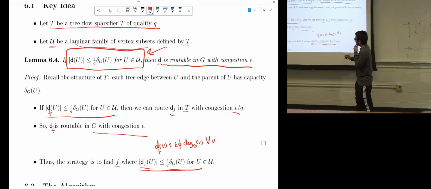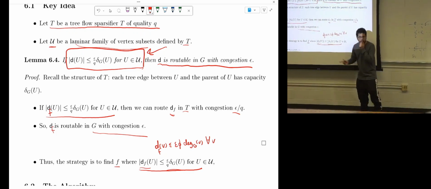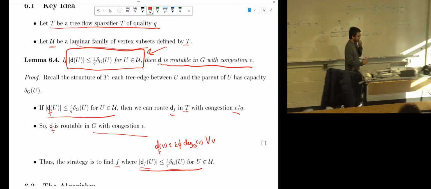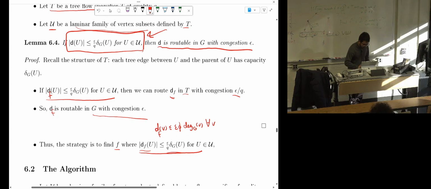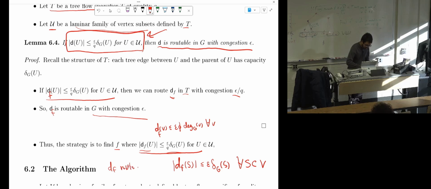So I want to contrast this with a trivial thing a bit. Basically, when we say that this thing is routable with congestion epsilon, that statement is the same thing as saying that this is at most epsilon times the cut size, for all subsets. This is the same thing as being routable with congestion epsilon.